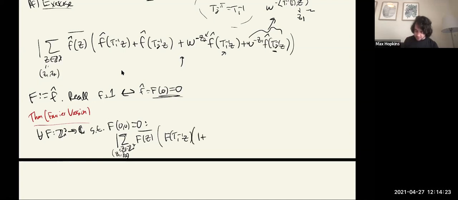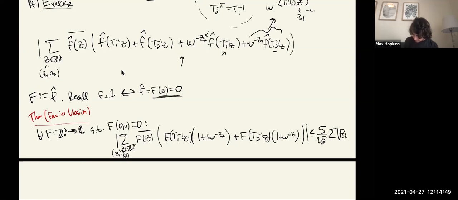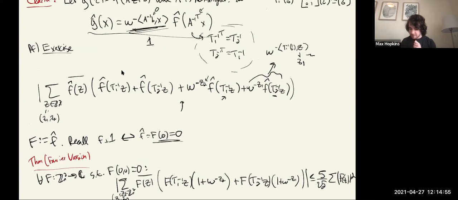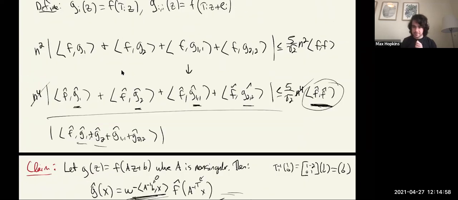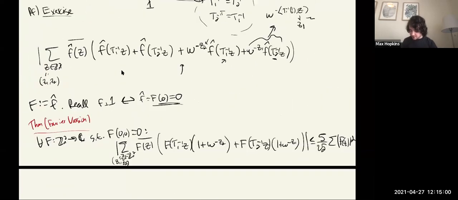F bar of z times F of t1 inverse z. Just collecting the terms above, this is 1 plus omega to the negative z2, plus F of t2 inverse z times 1 plus omega to the negative z1. And I want to prove that this is less than or equal to 5 over root 2 times the sum of F of z squared. So I've also taken the right-hand side over to the Fourier domain. Remember up above we had f hat, so I'm just writing this out. This is the absolute value of F of z squared.